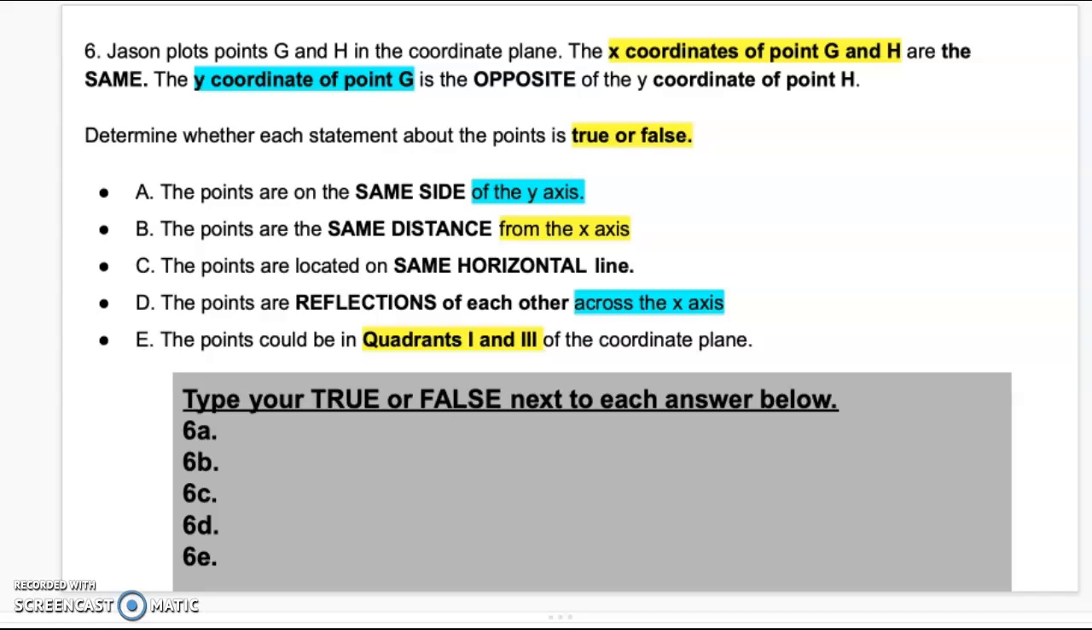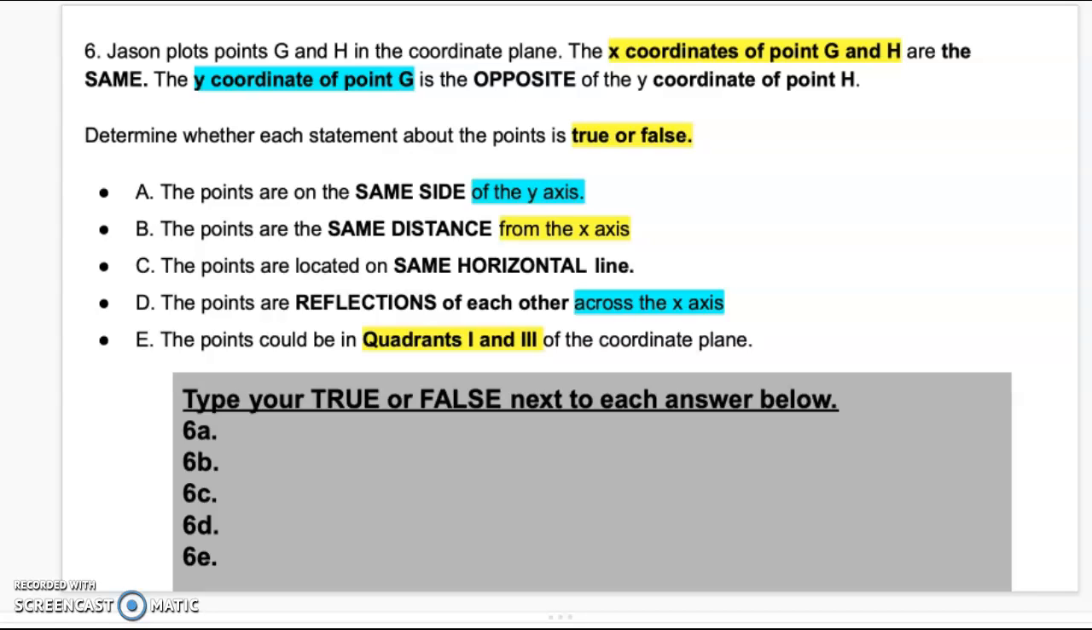Number 6. Jason plots point G and H in the coordinate plane. The x-coordinates of point G and H are the same. The y-coordinate of point G is the opposite of the y-coordinate of point H. So this is similar to the problem on your review where you have to pick a number. You can make up the numbers.